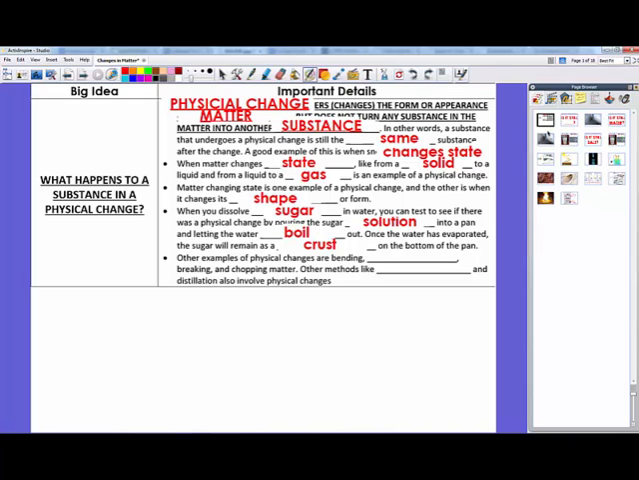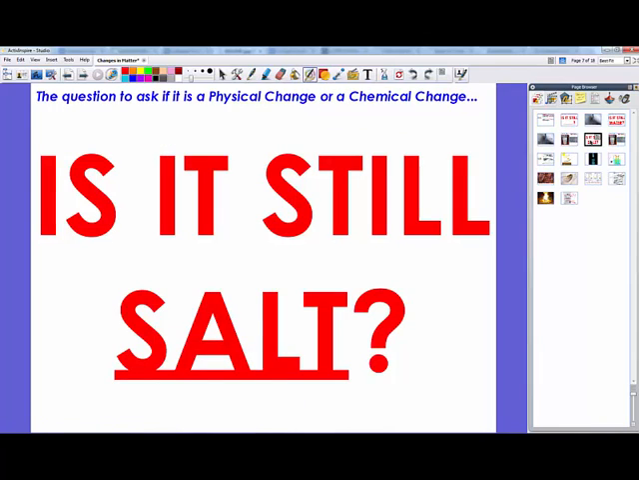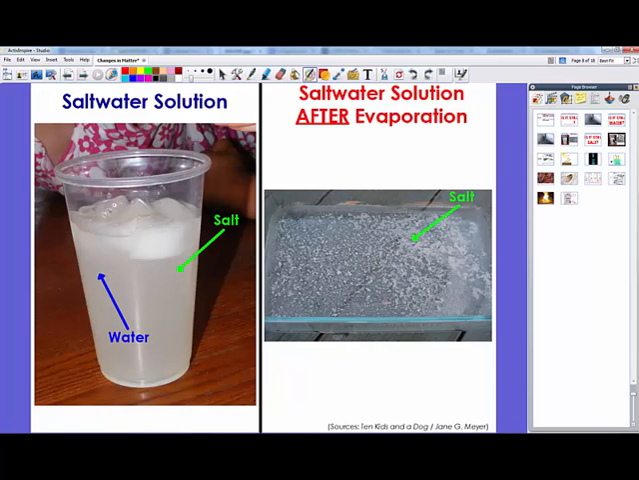The other one, when you change the shape or form, is like this. For example, we have a saltwater solution and we have a saltwater solution after evaporation. Here's the saltwater solution in a cup, and here's what's left after the water's been evaporated. Here's my question for you: is it still salt? Yes, because we have salt and water, and after evaporation the water is gone. It's changed state from a liquid to a gas, and the solid salt is left over. So is that a physical change? Yes, it is, because it's salt before and it's salt after.